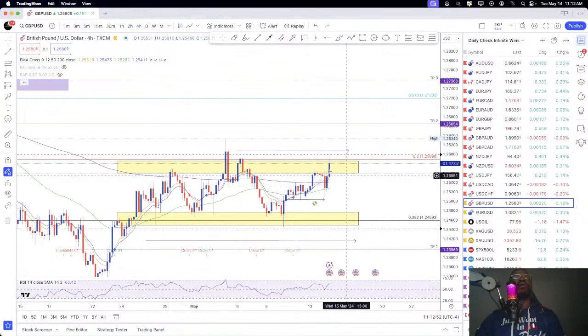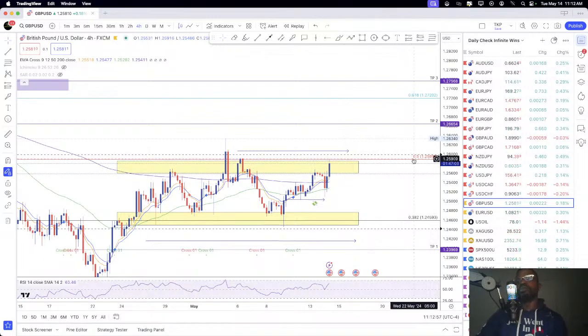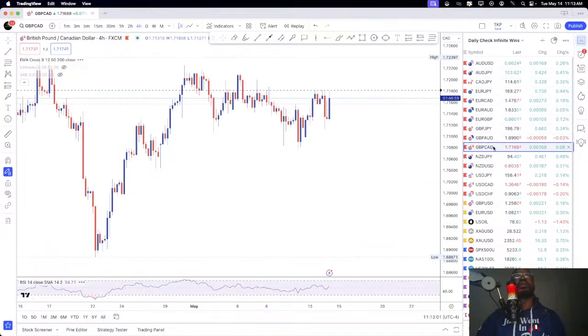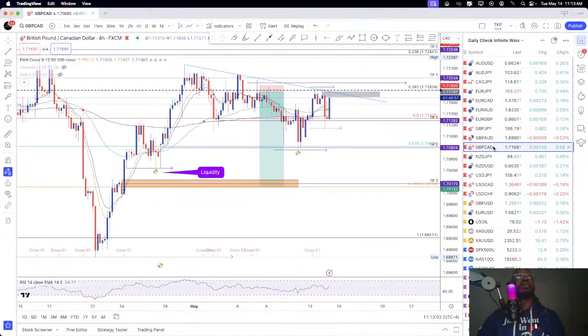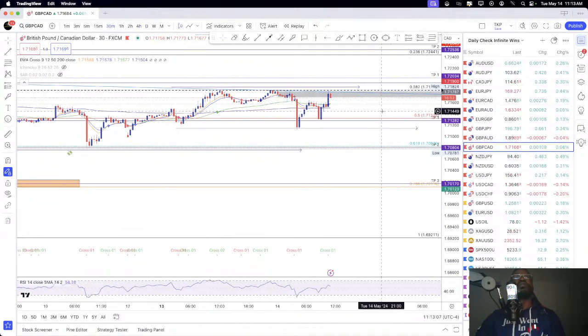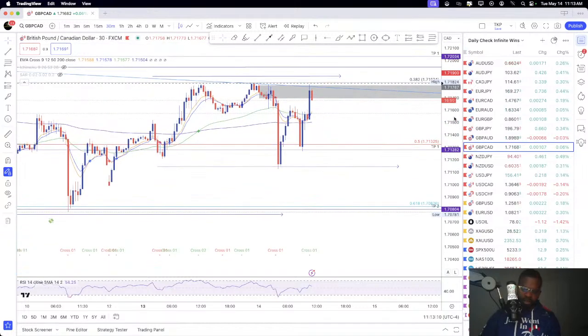All right, cool. So we got our alert set on pound USD to let us know when we got a break of range. Pound CAD is moving steady with that reversal. Let's go. Win.